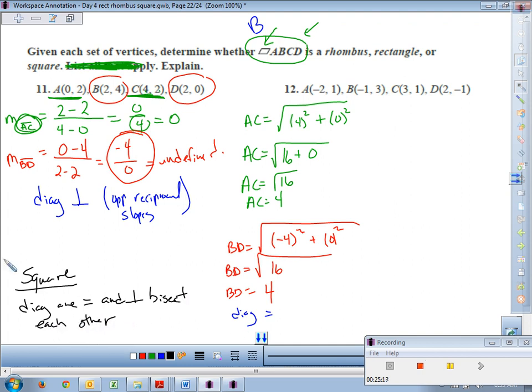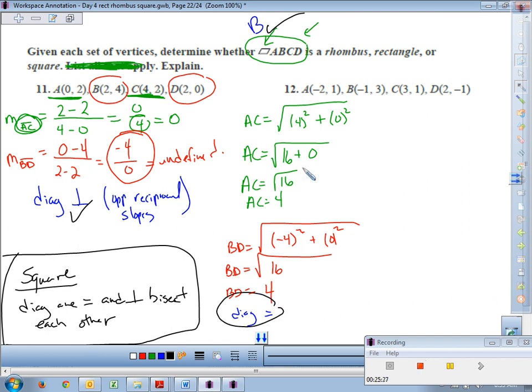Just what it says on our hierarchy, right? What's true about the diagonals of a square? They're equal and perpendicularly bisect each other. So we found all three things. We knew they bisect each other. Boom. We found out they were perpendicular because the diagonals have opposite reciprocal slopes. Diagonals are equal because we found them both. So boom, that was a square.